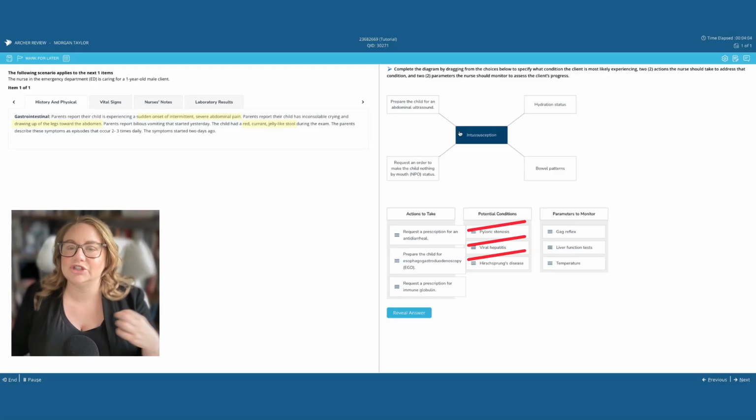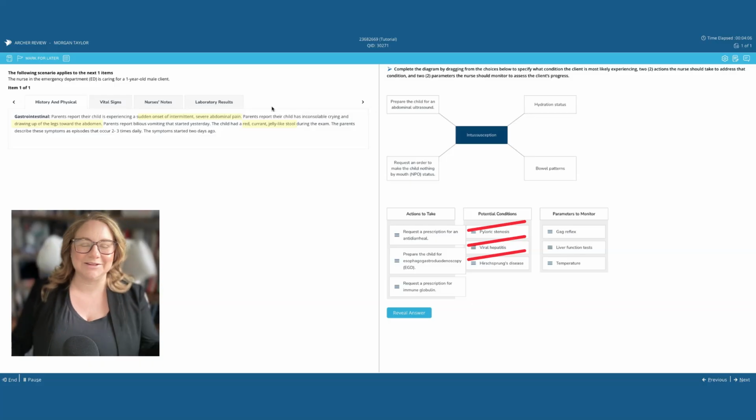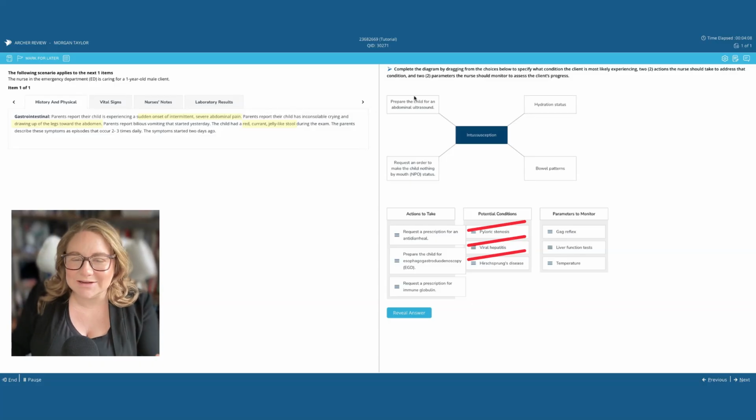So there you have it. Start center, what's going on based on my cues. How do I diagnose and take action to treat that problem? And then what do I keep an eye on?